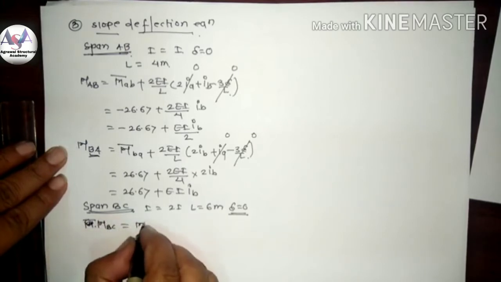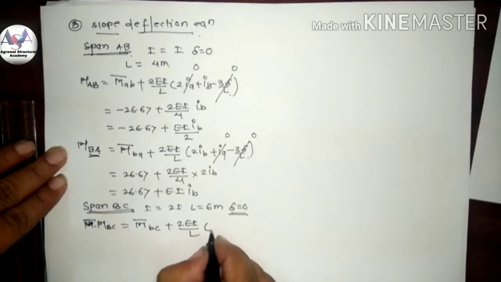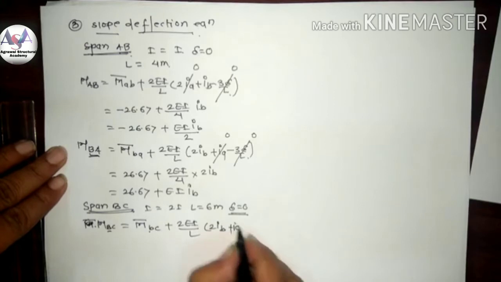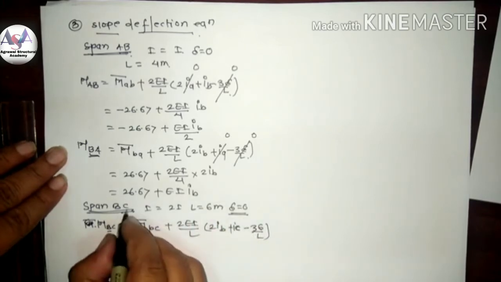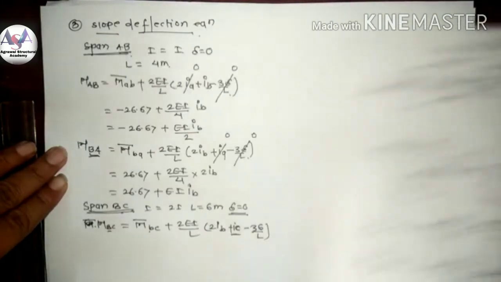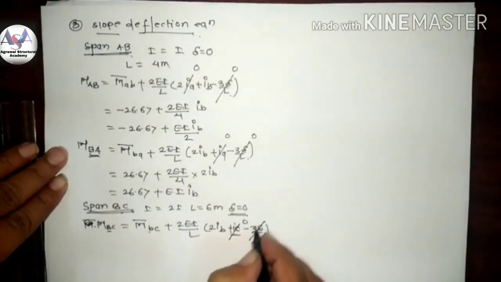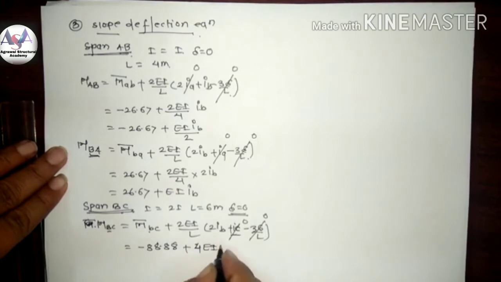So M bar BC is here, plus this is a common twice EI by L. Now here the starting point is B, so here twice θB plus θC minus 3δ by L. So here we know that θC is a fixed end, so that is 0. So this value is 0, this value is 0. So put here MBC is equal to minus 88.88 plus 2 into 4 EIθB divided by the 6.